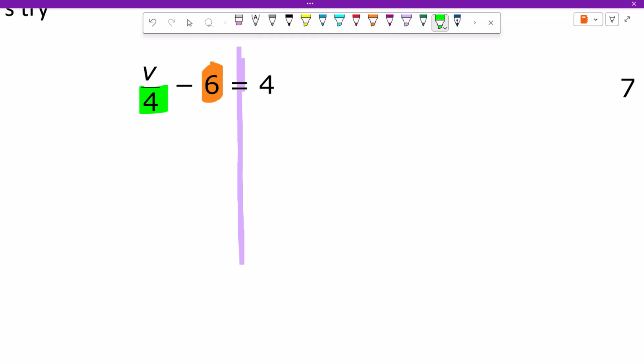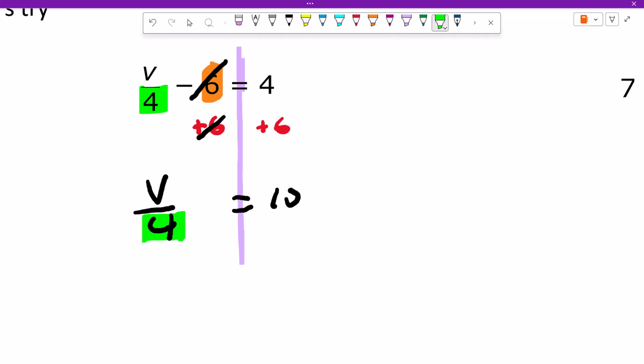Which one do we get rid of first? The 6. Do we go plus 6, minus 6? Plus. Remember, adding and subtracting, the goal is to make 0. So we go plus 6 on this side and this side. So the 6's go away. V over 4, that's what's left over here, equals 10.